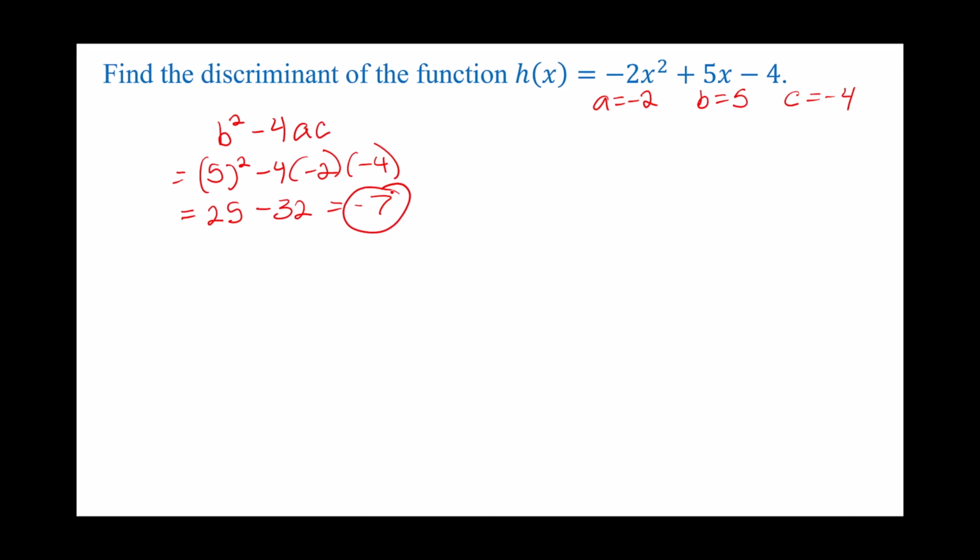So our discriminant is negative 7, which means this function has no real roots, and the graph will have no x-intercepts.